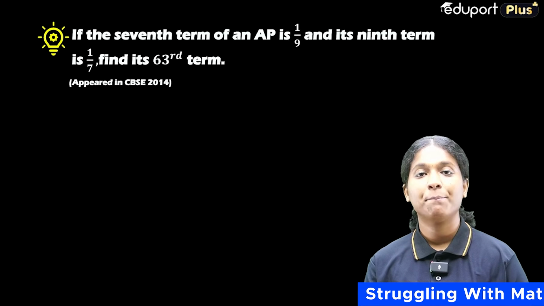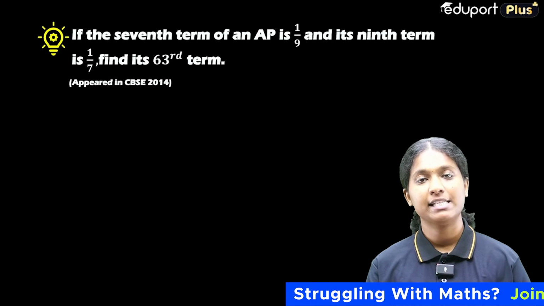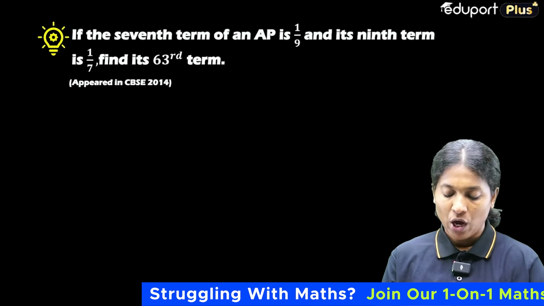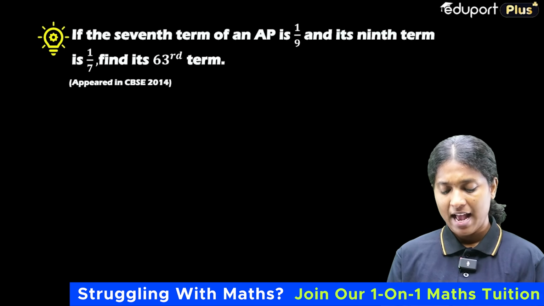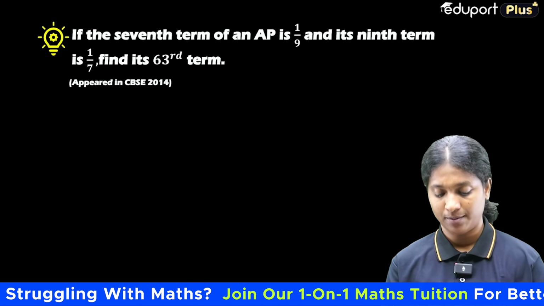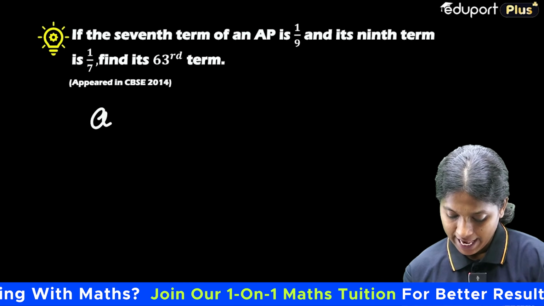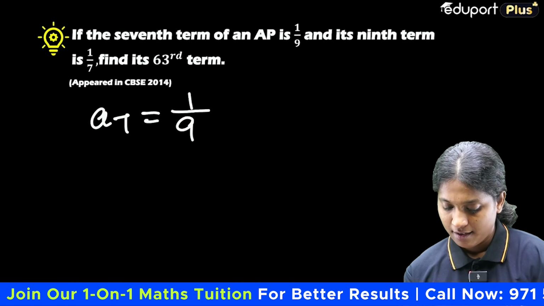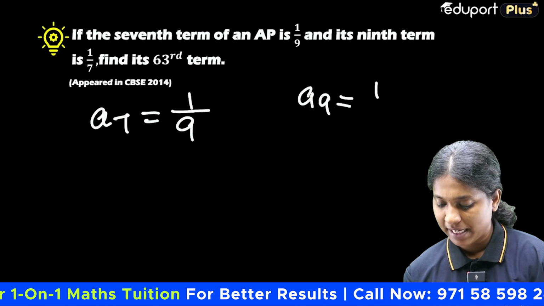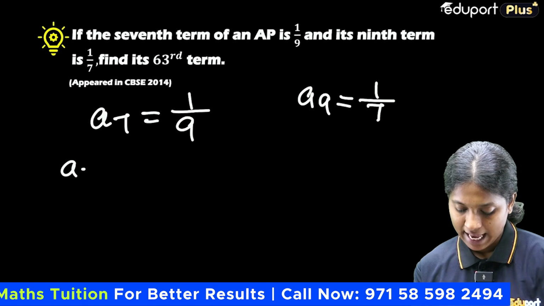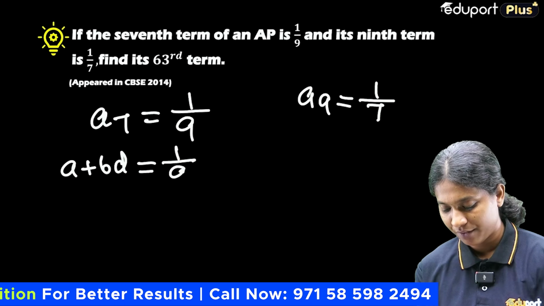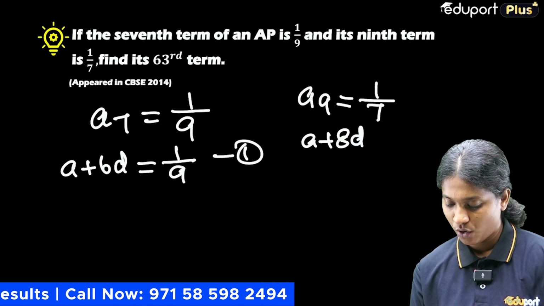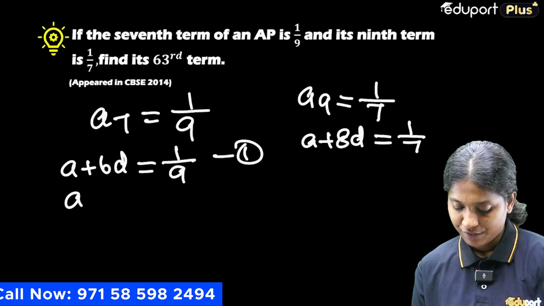Okay. Now the next question. If the 7th term of an AP is 1 by 9 and its 9th term is 1 by 7, find its 63rd term. This question appeared in CBSE 2014. This is also very simple, as we can write the things that are given. A7 is equal to 1 by 9 given, and A9 is equal to 1 by 7 given. So A7 is A plus 6D equal to 1 by 9. We can call it the first equation. And A9 is A plus 8D equal to 1 by 7. We can call it the second equation.